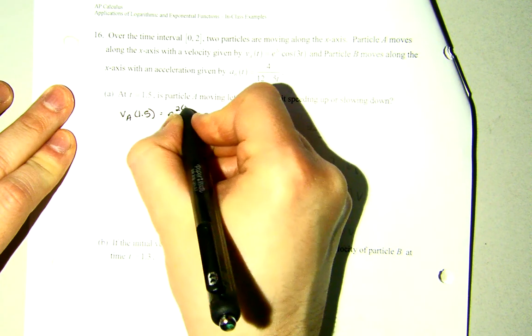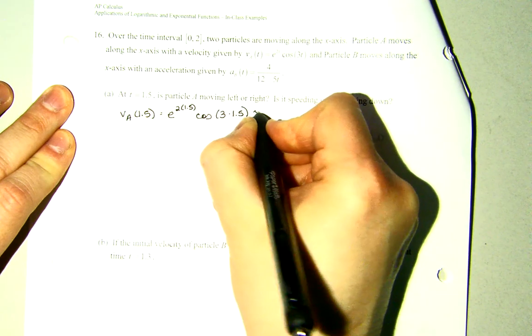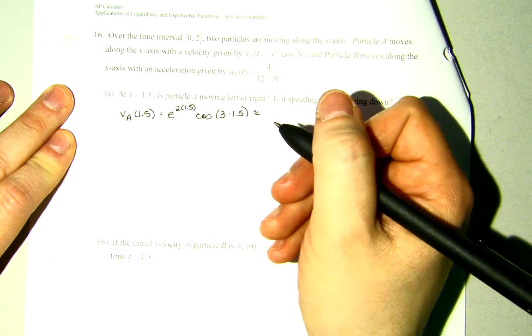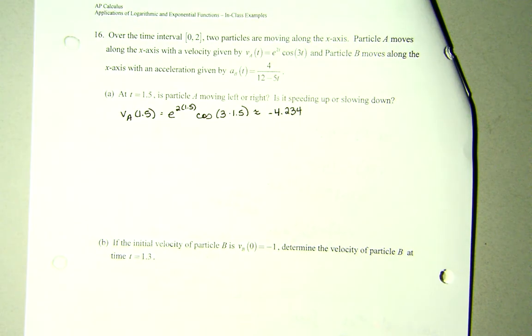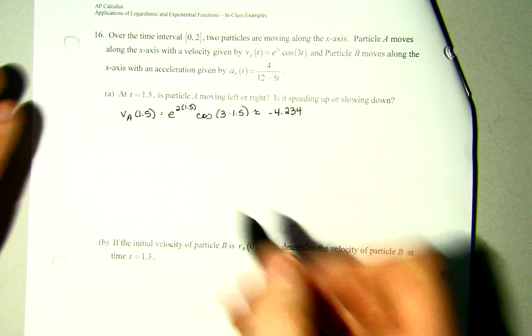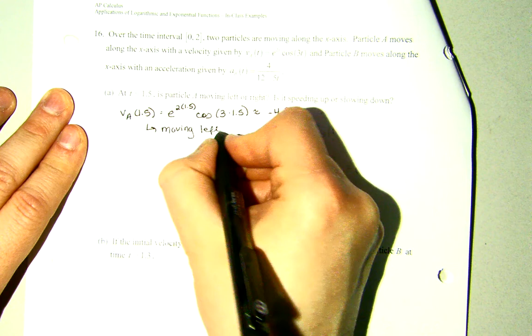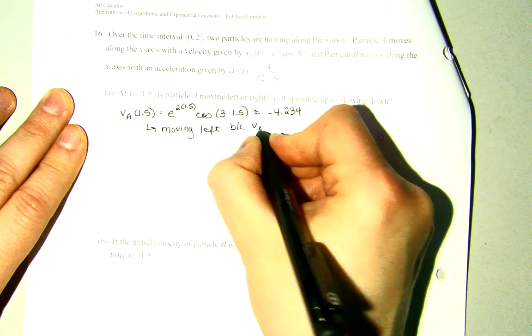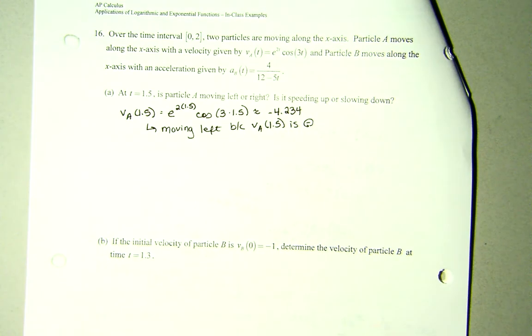So this is e to the 2 times 1.5 cosine 3 times 1.5. What is the velocity? Negative 4.234. Make sure you're giving things accurate to 3 places when we're using the calculator. So what? Moving left. I messed up a little bit on the directions. There should be something at the end that says justify your answer. So let's do that as well. We are moving left because v sub a at 1.5 is negative. Done.